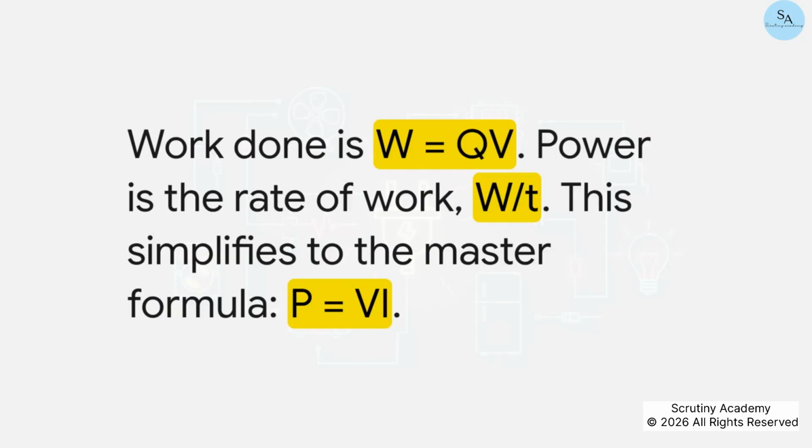So how do we put a number to this? Well, it all starts with a basic idea. The work done in a circuit is just the charge, Q, times the voltage, V. But remember, power is all about the rate, how fast it's happening. So we divide everything by time, T. And watch what happens. This is pretty cool. Work divided by time, that is literally the definition of power. And charge divided by time, well, that's just the definition of current. So bam, we're left with our master formula, power equals voltage times current, P equals VI.